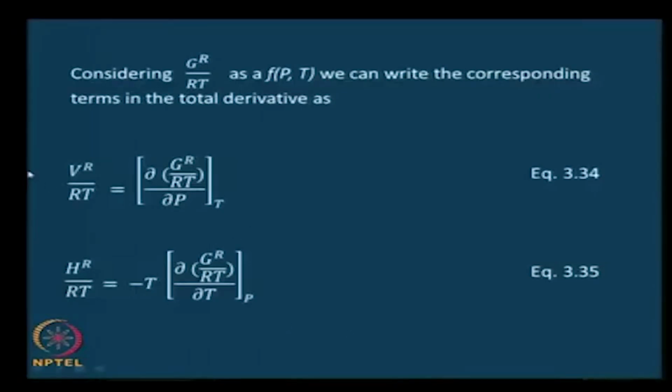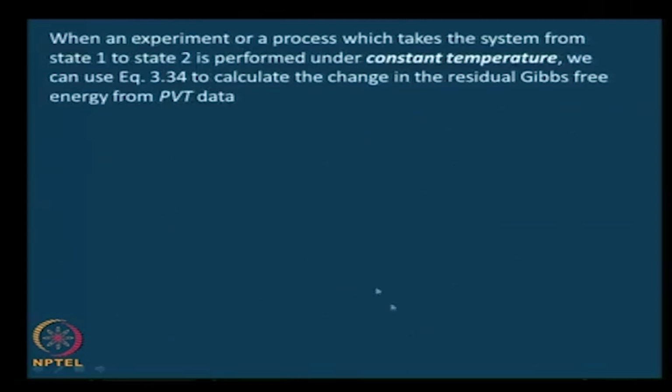334 here, Vr by RT equals ∂/∂P of Gr by RT at constant temperature. Therefore, if we perform an experiment under constant temperature conditions, you can use this equation directly to get this from this. And we can use that to calculate the residual Gibbs free energy from the PVT data. Let us take a look at that right now.